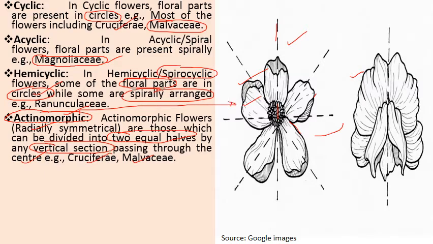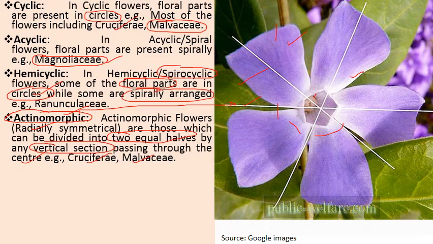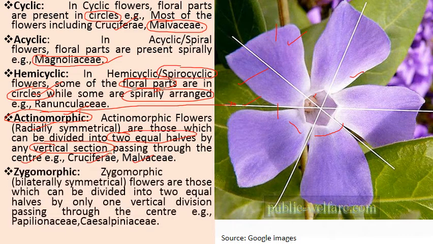Next type of flower is the zygomorphic flower. Zygomorphic flowers are also known as having bilateral symmetry. These are the flowers which can be divided into two equal halves by only one vertical plane passing through the center. This type of flower is found in members of the families Papilionaceae and Caesalpiniaceae.